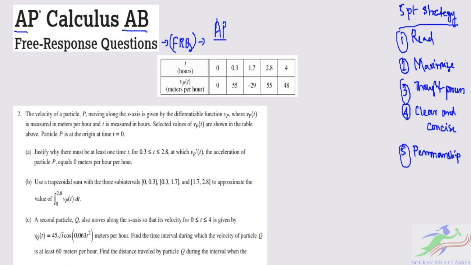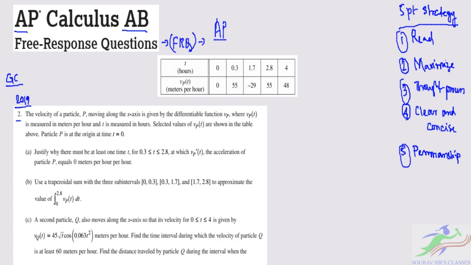Here I'll be following this 5-point strategy to solve this question from the Advanced Placement exam. You can see this is question number 2, from part A, where a graphing calculator is allowed and required to answer this question. This question is from 2019. So let's start with the question.